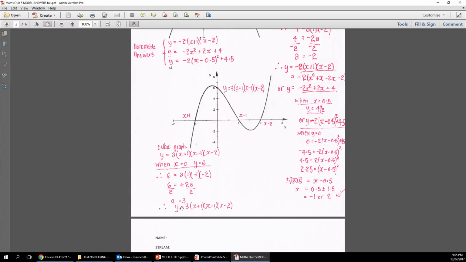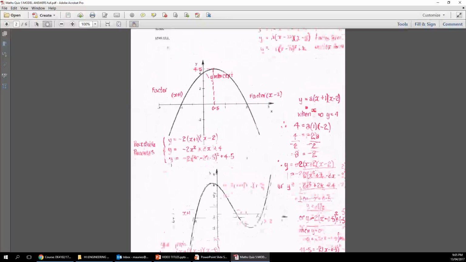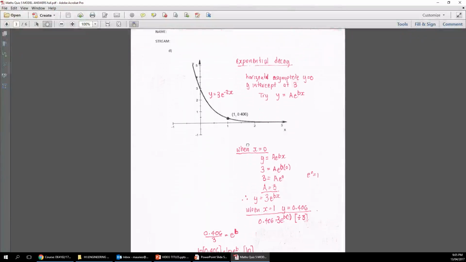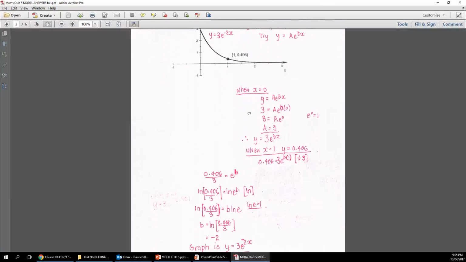So therefore, y equals 3(x plus 1)(x minus 1)(x minus 2), which we could expand out and write in polynomial form, no doubt. So these here are the 2 graphs. And then finally, we've got this last one here.